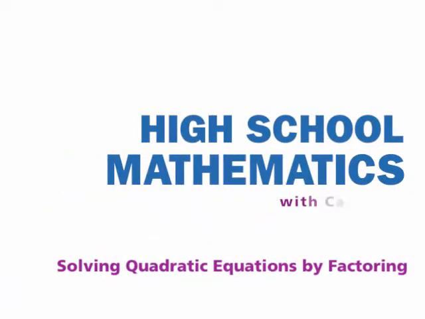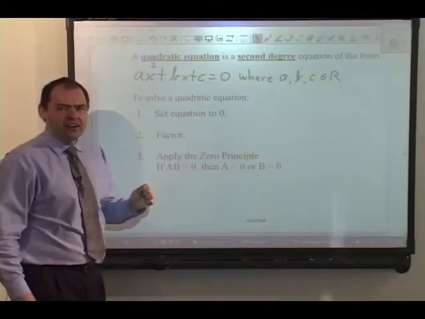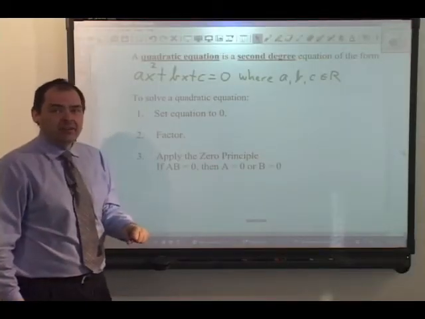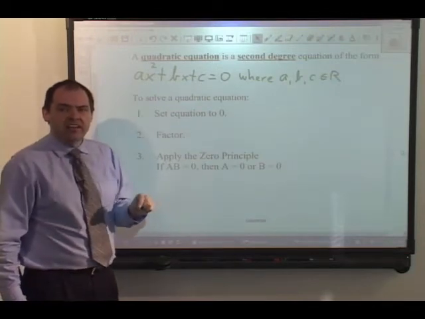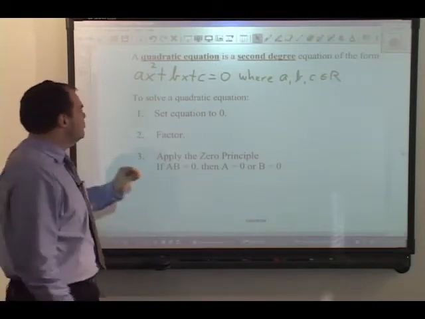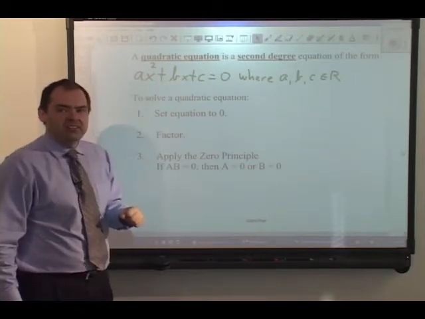We're now going to move on to quadratic equations, which are second degree equations of the form ax squared plus bx plus c equaling 0, where a, b, and c are real numbers. The procedure for solving quadratic equations is quite different than linear. With linear, it's easy through a series of inverse operations to get the x isolated. With quadratic equations, because you have an x squared and an x term, we can't follow the exact same procedure.